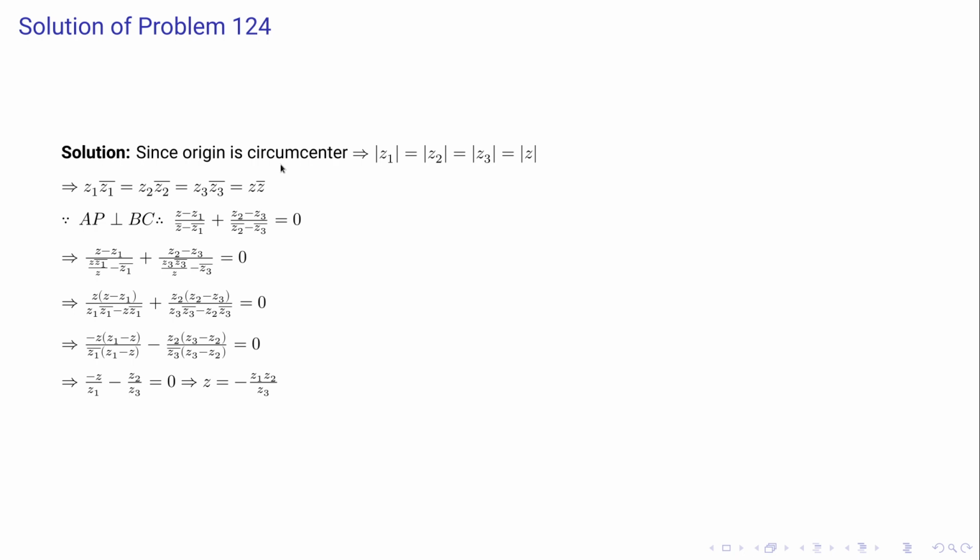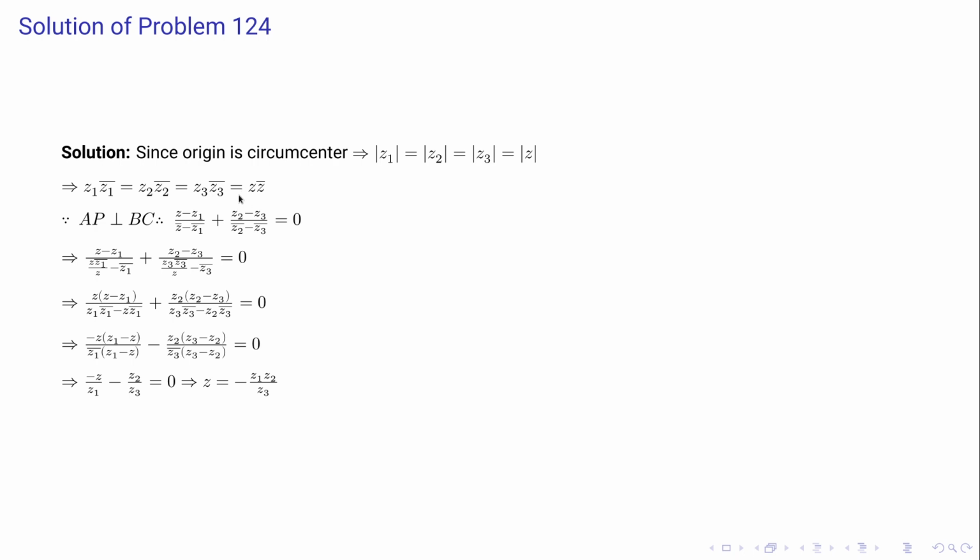So since the origin is the circumcenter, the lines we draw from the origin to Z1, Z2, Z3 will all be radii of the circumcircle, that is, mod Z. So we square this, and we get Z1 into Z1 bar, Z2 into Z2 bar, Z3 into Z3 bar, all equal to Z Z bar.